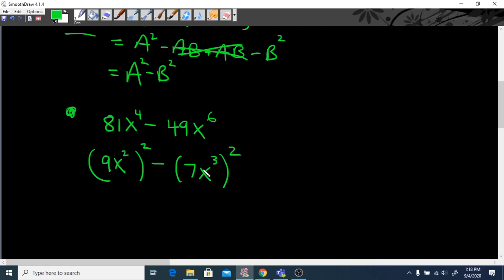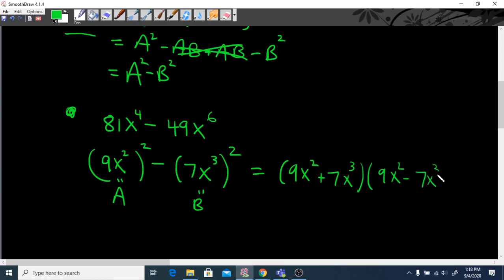So that's the first part, is figuring out how to sort of unsquare, take a square root of what's in there. And so there's A. A is in this parenthesis. B is in this parenthesis. So I can apply the formula directly. That's going to be 9x^2 plus 7x^3 times 9x^2 minus 7x^3. Okay? We can do it that way.